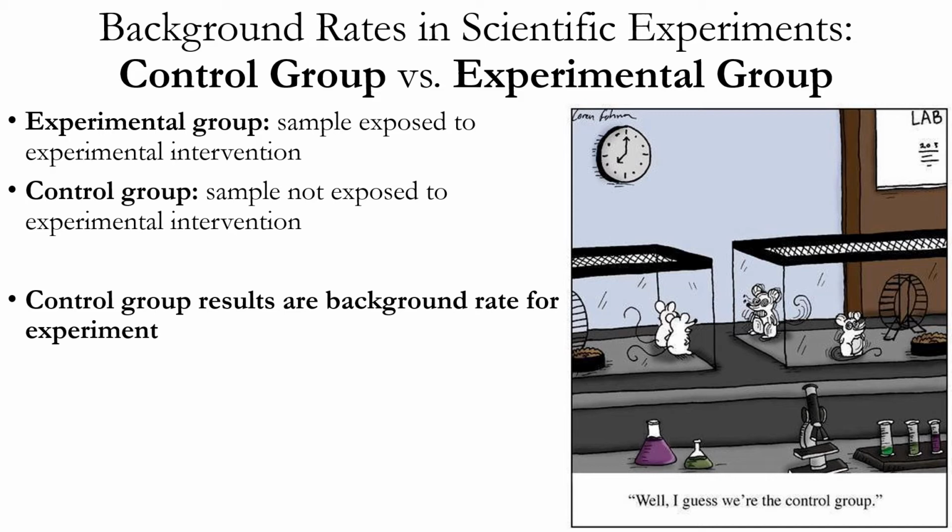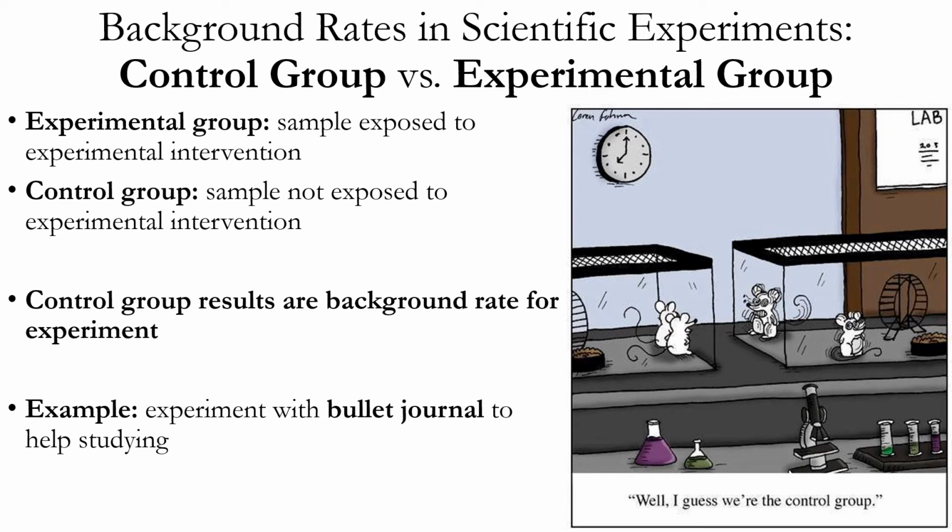So it's crucial to have a control group in scientific experiments to figure out what would happen even if you did not introduce the independent variable that you're trying to assess. So another example is if you wanted to look at bullet journaling, which has been kind of a fad, I guess, the last few years, to see if it helps people improve their studying.